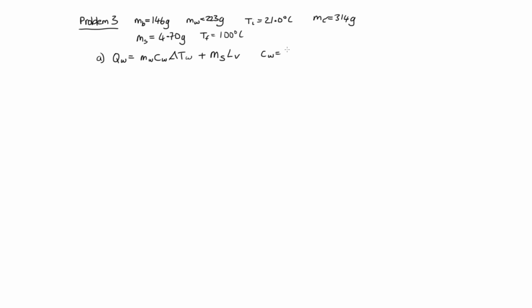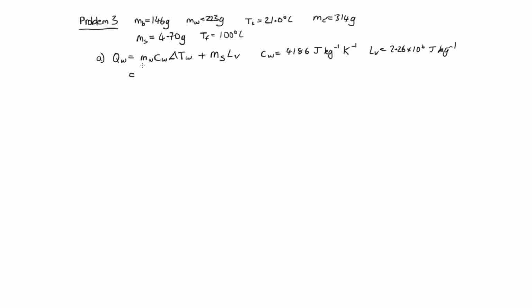So the specific heat of water is 4,186 joules per kilogram per Kelvin, or per degree C, it doesn't matter. And the latent heat of vaporization of water is equal to 2.26 times 10 to the 6 joules per kilogram.